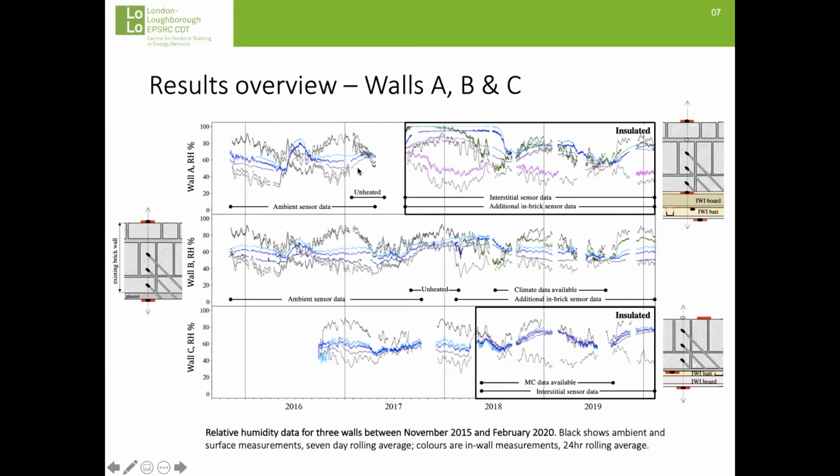So the black lines in the plot show the surface and the ambient measurements. So generally high is the outside and low is the inside. The coloured lines are data from inside the wall. Blues are in the brick. Green is behind the outer brick course, and the pink and purple are interstitial, between the brick and the insulation.